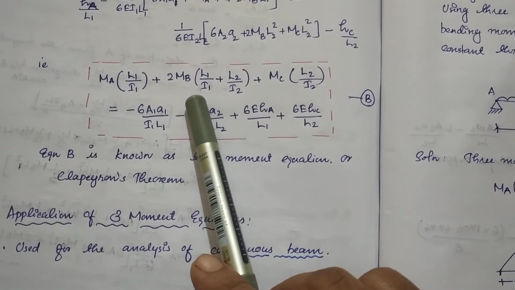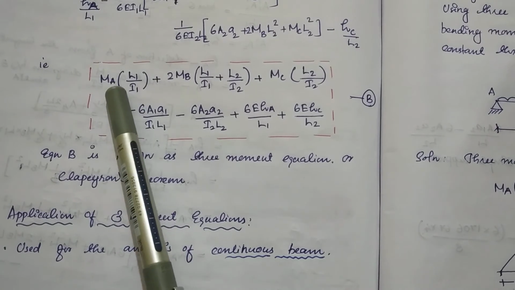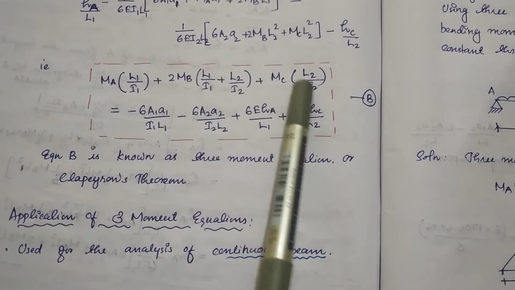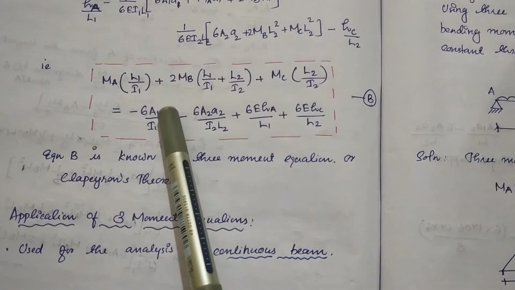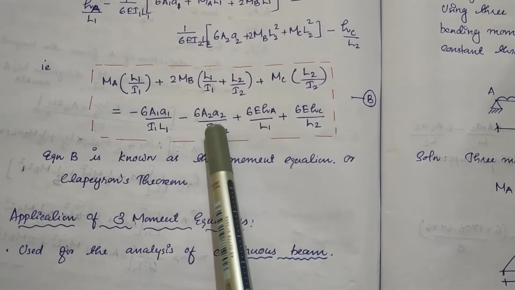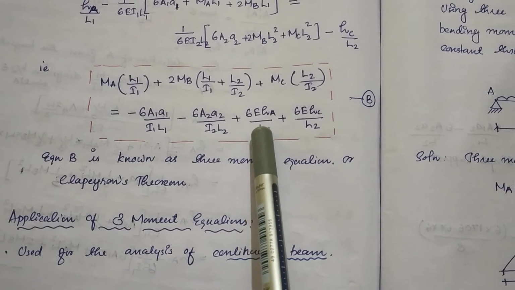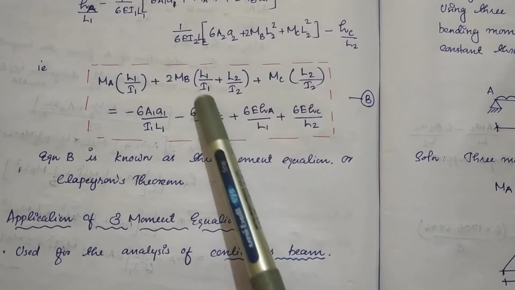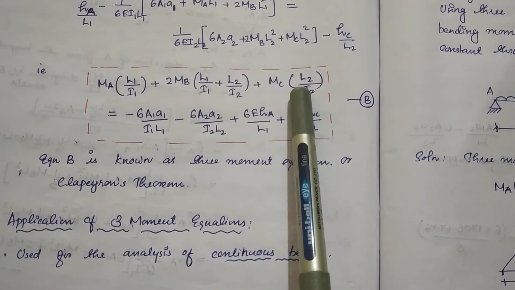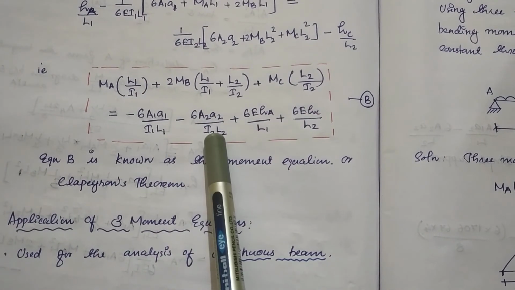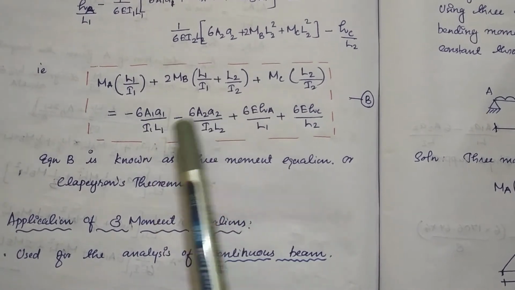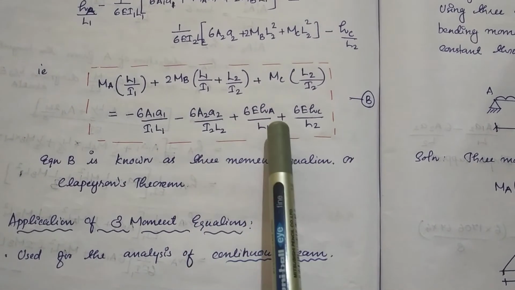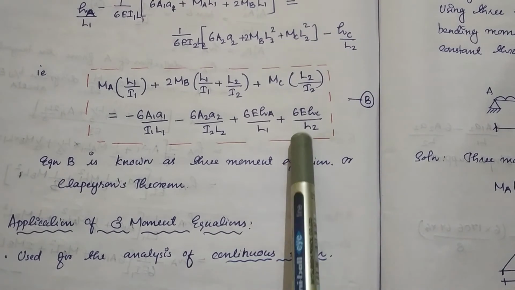Then equating and rearranging, finally you get an expression. This expression is called our three-moment equation, and the three-moment equation contains MA L1 by I1 plus 2MB (L1 by I1 plus L2 by I2) plus MC L2 by I2, that is equal to minus 6A1 a1 divided by L1 I1 minus 6A2 a2 divided by L2 I2 plus 6EI HA divided by L1 plus 6EI HC divided by L2. Here the first three terms deal with the fixed moment values, and on the right hand side you have two expressions dealing with the moment due to external load, and the third portion consists of our settlement values. This is our three-moment equation.